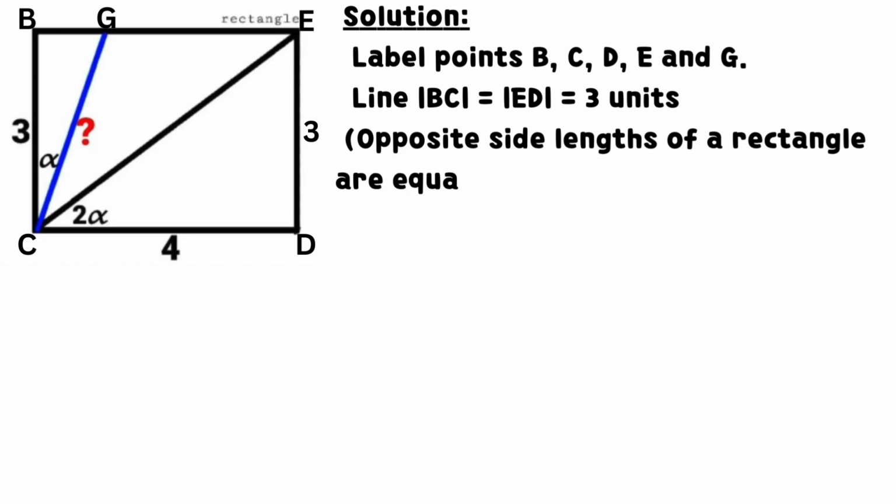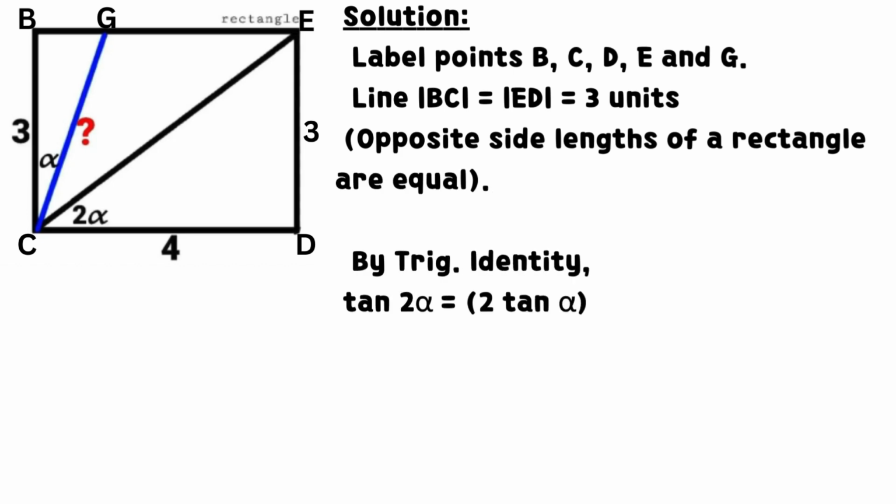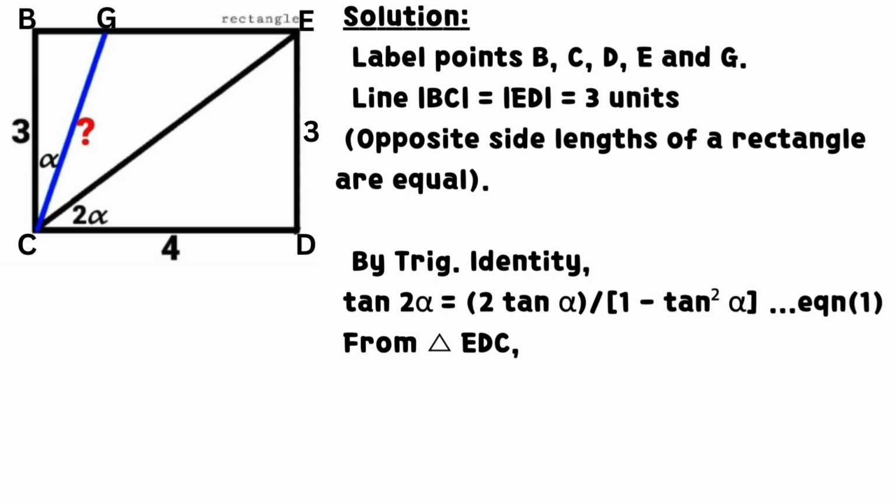Line BC equals line ED, which equals 3 units. It is because the opposite side lengths of a rectangle are equal. By trigonometric identity, tan 2 times alpha equals 2 times tan alpha all divided by 1 minus the square of tan alpha. We call it equation 1.